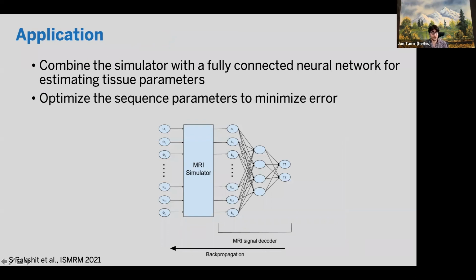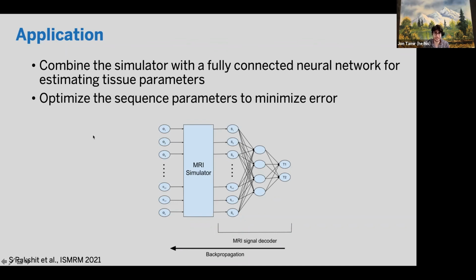Now, one particular application, though, is we could combine the simulator with a fully connected neural network to estimate the tissue parameters themselves, and then optimize the sequence parameters to minimize this error. So here are the parameters of the particular MRI sequence that's going to change the signal. It goes through our differentiable MRI simulator to give us the signal. And then we could plug that into a very simple signal decoder based on a fully connected network to estimate the tissue parameters. And because this is fully differentiable, we can then update with respect to the tissue parameters.